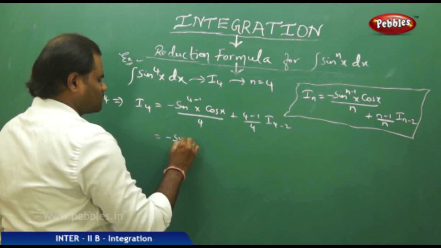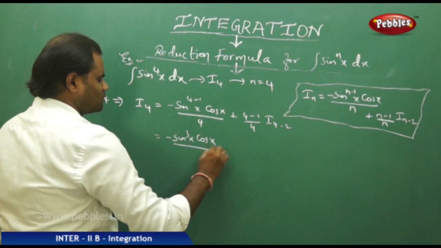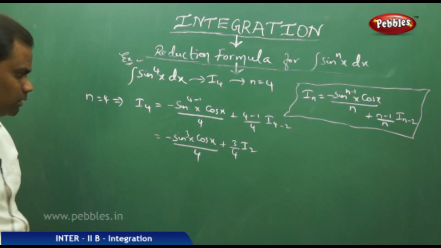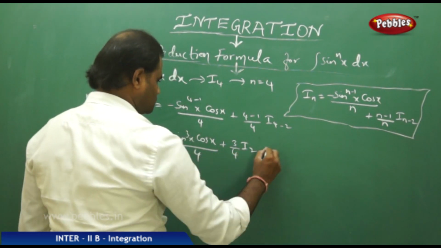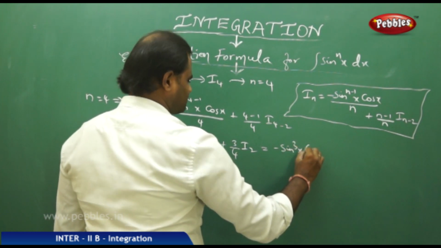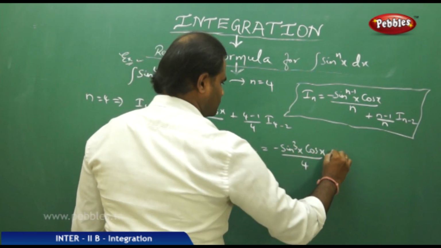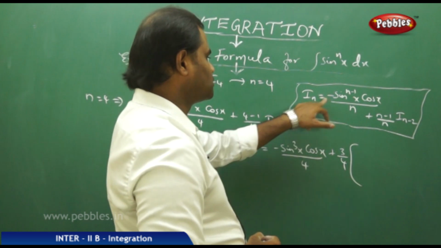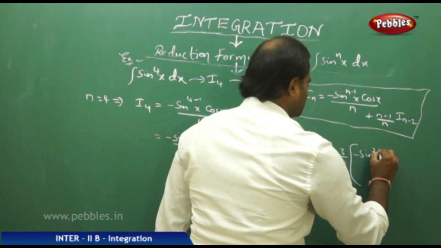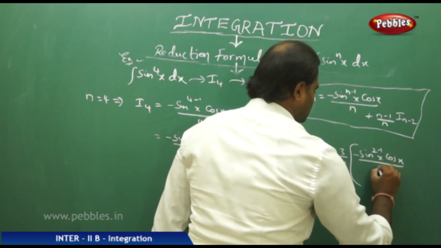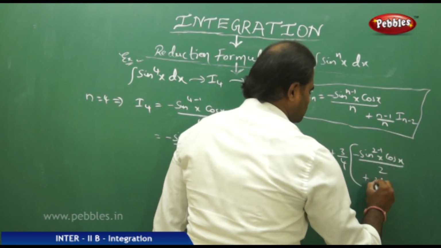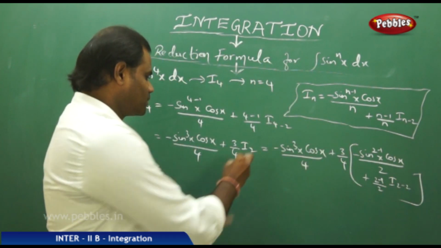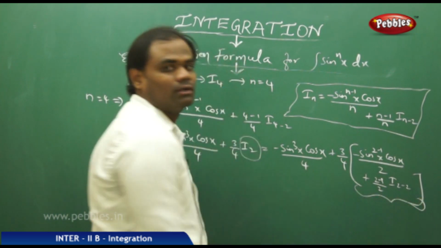Now this would be by 4 plus 3 by 4 of I2, which is nothing but of I2, where n is 2. So to find I2, this reduces to minus sine 2 minus 1 x cos x by 2 plus 2 minus 1 by 2 of this, by substituting n equal to 2 in the reduction formula.